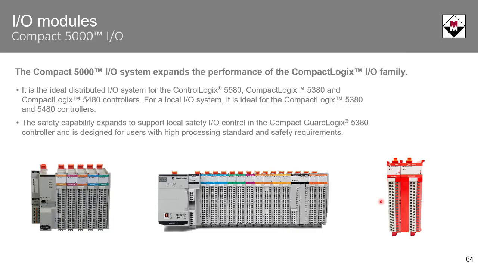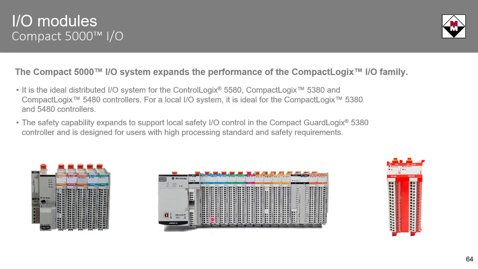The Compact 5000 I/O family, or 5069 platform, has been around since version 28. However, I want to point out that the safety modules were just released in version 31. We have an 8-channel safety input and an 8-channel safety output module. So just like the Flex 5000, you have high-speed backplane packet transfer rate.